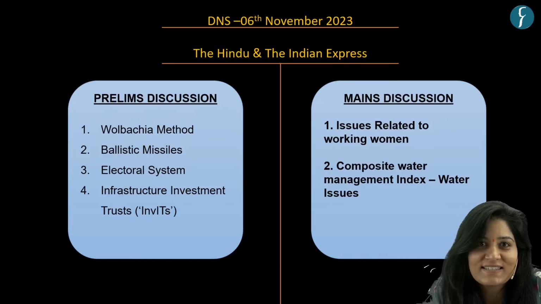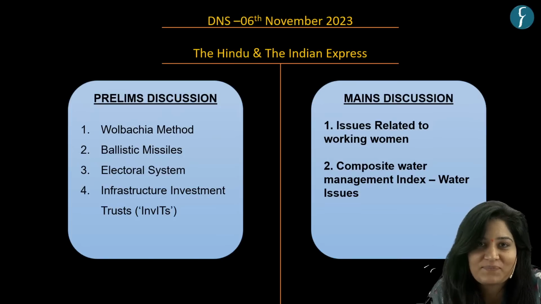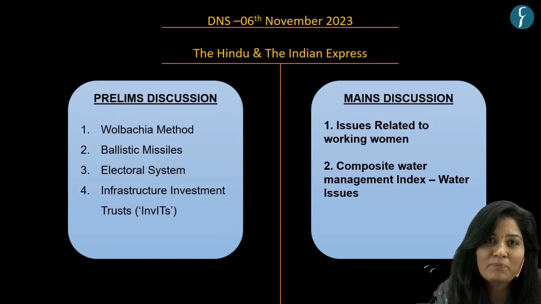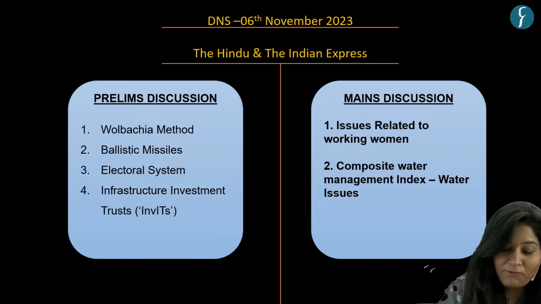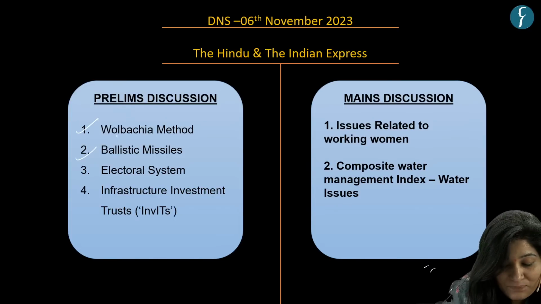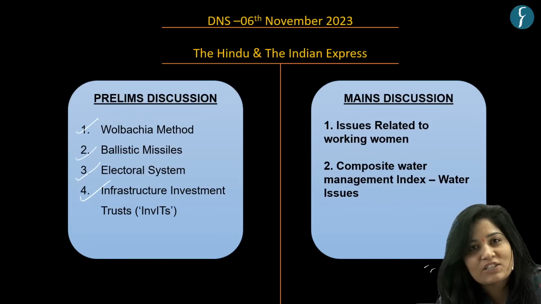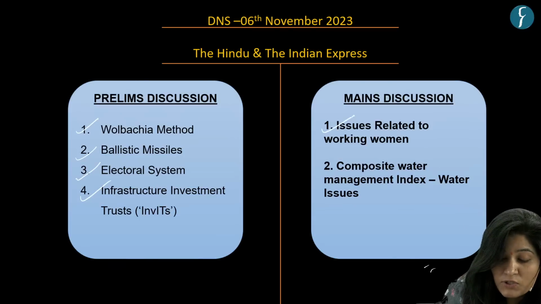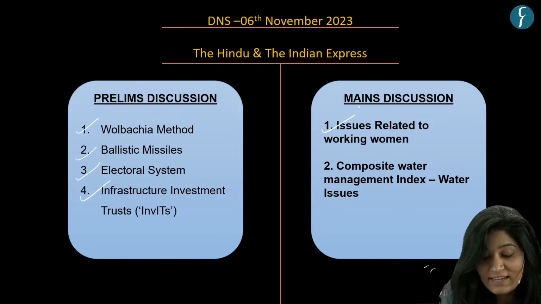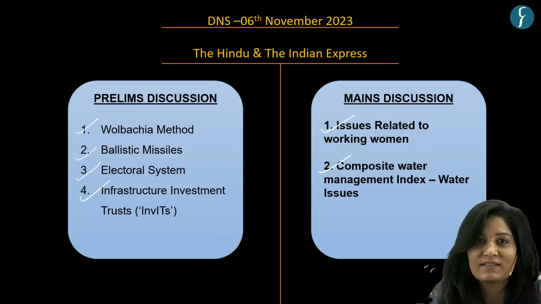Topics which we are going to discuss are displayed on your screen, and the time stamping will be provided in the YouTube description box. So, here we have taken up 4 prelims topics and 2 mains topics. The 4 prelims topics are: first is Wolbachia method, second is ballistic missiles, third is electoral system, and the fourth one is infrastructure investment trust. Similarly, we have taken up 2 mains topics. The first one is issues related to working women. Second is composite water management index, and in this we'll take up water stress in detail. So now let's start with our discussion.